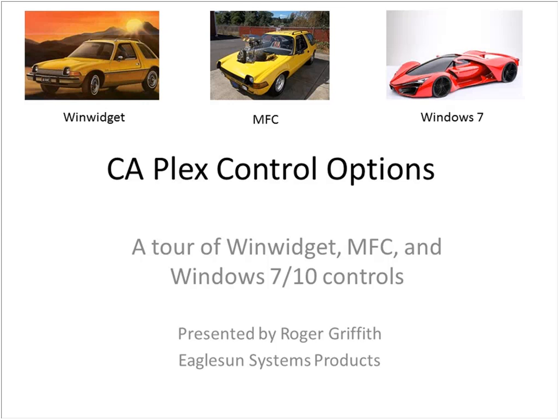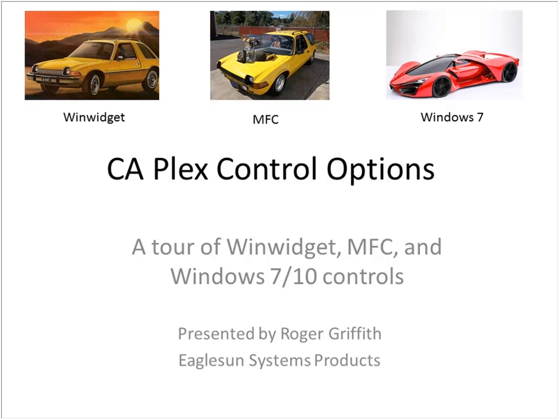So what we're going to do is take a tour of the 3 different control options that are available to you in Plex. And I know you're thinking up till now you've only had 2, but you've actually had 3. I've got some graphics there in the upper left-hand corner. You'll see representing the Winwidget is a normally aspirated AMC Pacer. In the middle, you've got the supercharged AMC Pacer representing the MFC control, and on the right, representing the Windows controls, is the Ferrari. Now, when I say the Windows controls, it says Windows 7.